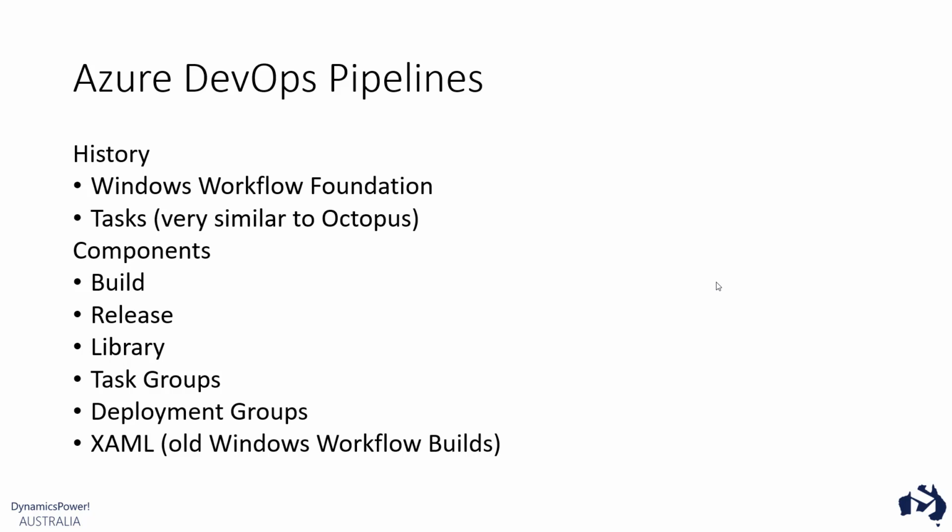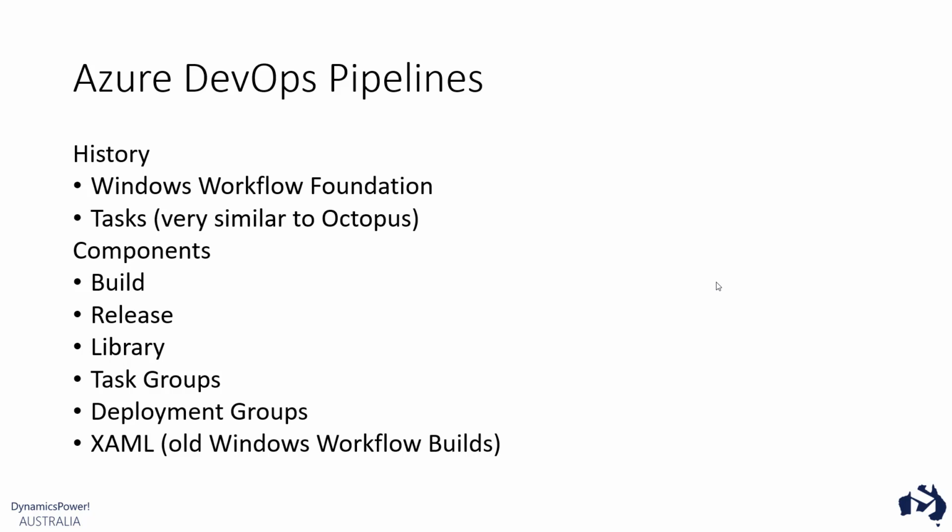The other components we have in the pipeline are our build. So we've got a whole set of build tasks. We've got release. Release wasn't in it at the beginning. It's been added. And if you're running the on-premise version, I think 2015 update 2 got you the build components, and then 2017 got you the release components.